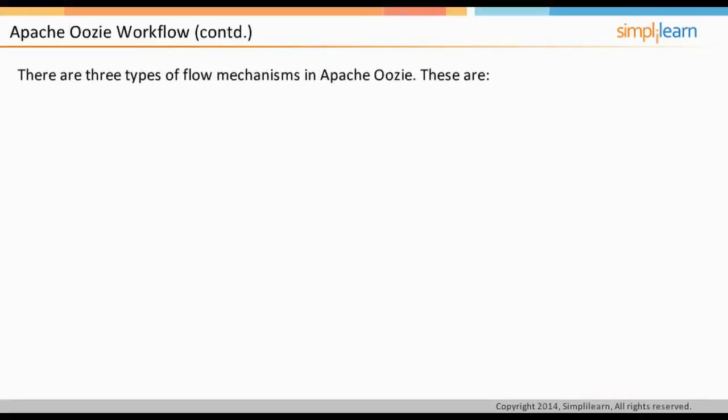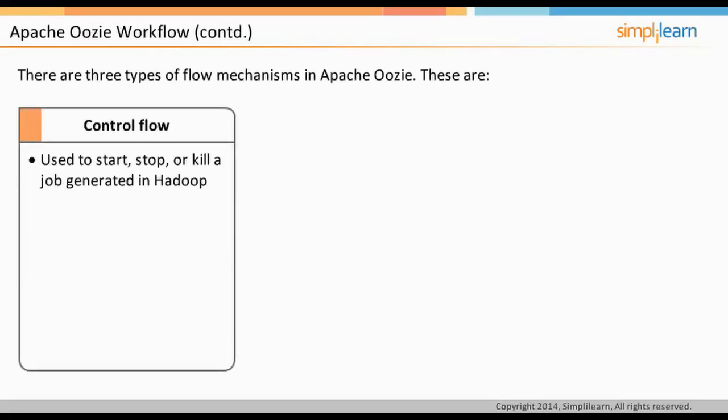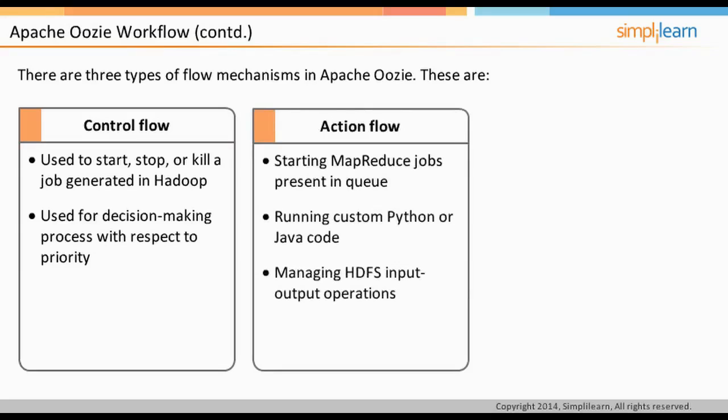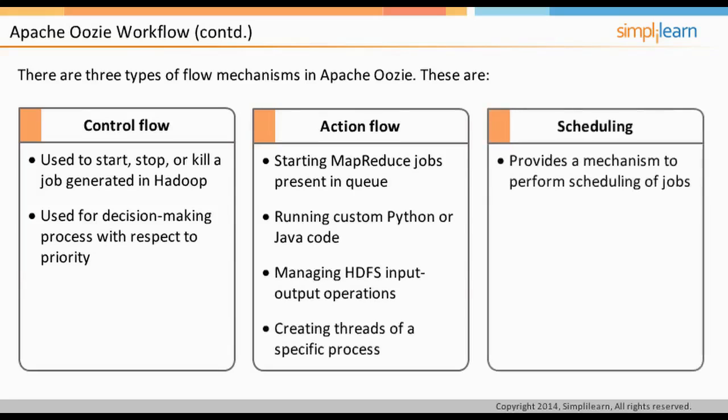Oozie has three types of flow mechanisms, namely control flow, action flow, and scheduling. The control flow is responsible for starting, stopping, or killing a job generated in Hadoop. It is also used for decision-making with respect to priority. The action flow is responsible for starting the Hadoop MapReduce jobs that are present in the queue. It can also run custom Python or Java code and manages HDFS input-output operations. It is also used to create threads of a specific process. Scheduling is about providing a mechanism to perform scheduling of jobs. In the next screen, we will introduce Mahout.